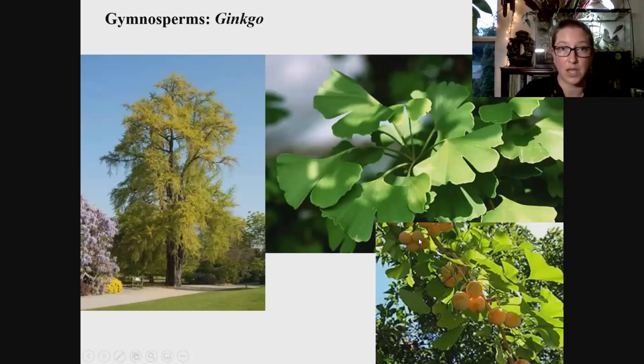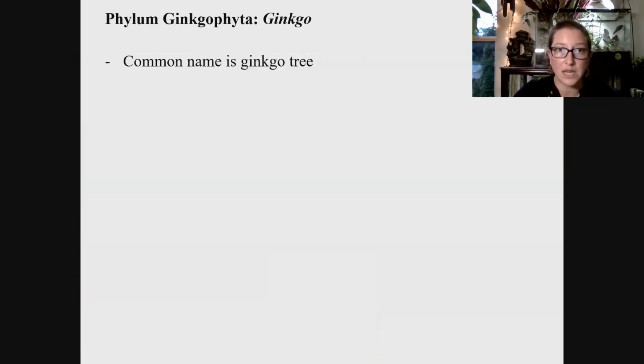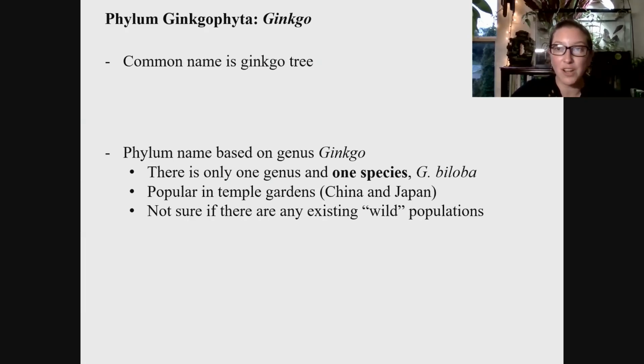All right, so now I'll talk about ginkgo. Ginkgo is a tree, can get rather tall. If you live in New York City or Journal Square or other city areas, you've probably seen it. It comes from the phylum Ginkgophyta, which you don't need to know. It comes from the genus Ginkgo, which you don't need to know. But its common name is ginkgo tree, so you can't get away from learning ginkgo. Sorry. We just call it ginkgo.